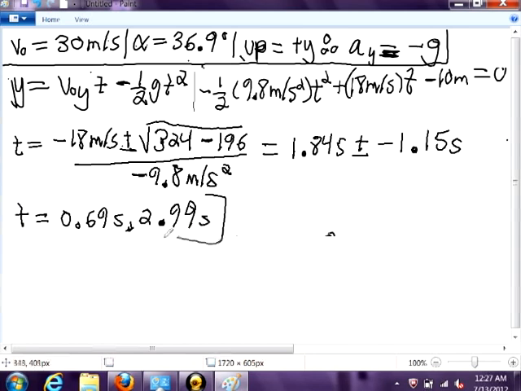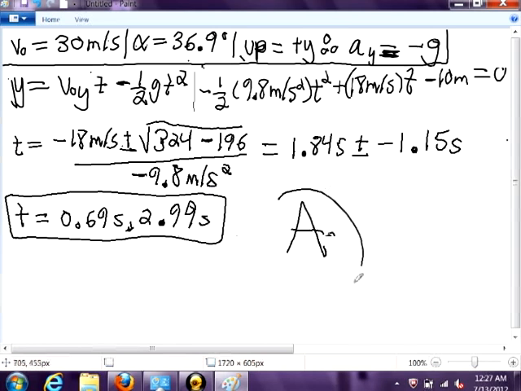Okay, so these are the 2 times at which the ball is 10 meters above the point at which you hit the bat. Or left the bat, I should say. Okay, so we've got those 2 times. Cool. So that was part A.